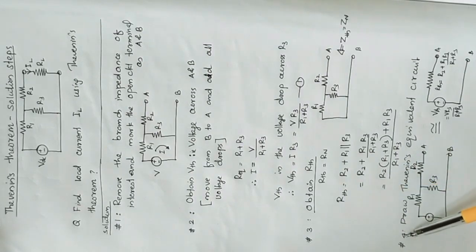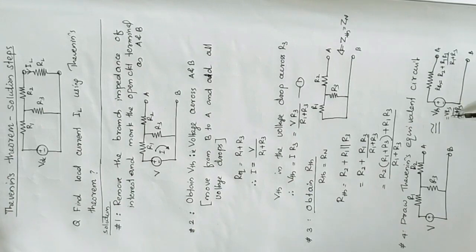The fourth step is we need to draw Thevenin's equivalent circuit. We know Thevenin's theorem states that any linear active bilateral network with output terminals A and B can be replaced by a voltage source, that is VTH, in series with an impedance or resistance. That impedance or resistance is termed Thevenin's equivalent resistance or Thevenin's equivalent impedance. This voltage source is termed Thevenin's equivalent voltage, and this circuit is termed Thevenin's equivalent circuit. So the next step is to draw Thevenin's equivalent circuit. This is Thevenin's equivalent circuit.